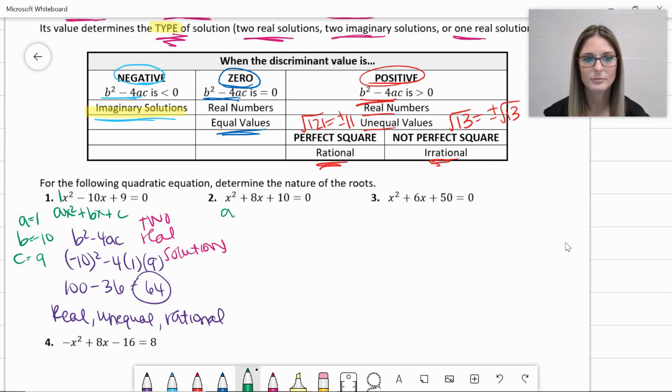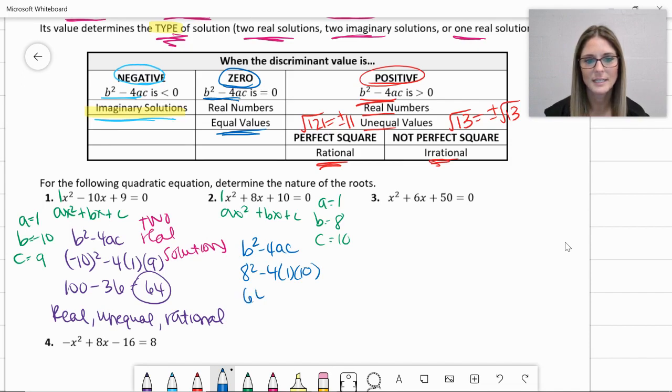This also tells us there are two real solutions. Number 2. My A value on number 2 is another understood 1. My B is 8 and C is 10. So if I do the discriminant, b squared minus 4ac, 8 squared minus 4 times 1 times 10, 64 minus 40. Again, I could probably stop because I know I'm going to get a positive number. We'll have 24.